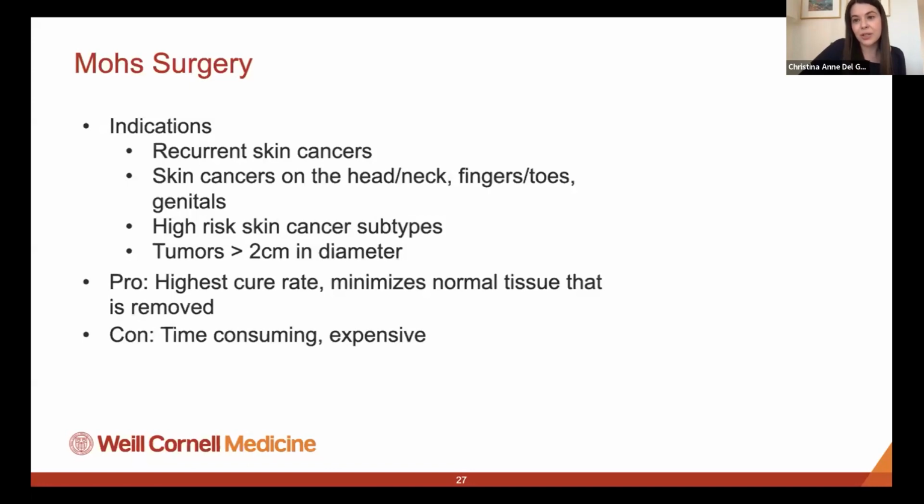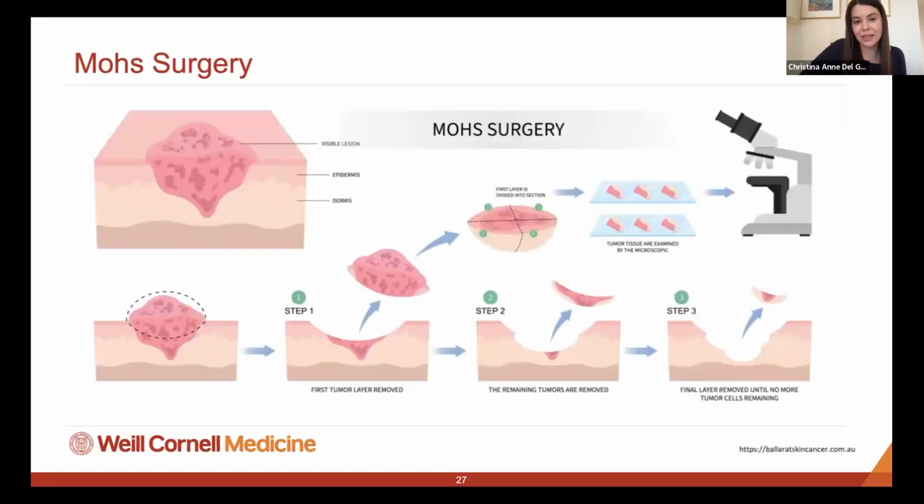And then we also use it in areas where we're trying to preserve as much tissue as possible, because there's not a lot of extra tissue to work with, meaning like the fingers, the toes, and the genitals. And then Mohs is also indicated for some higher risk skin cancer subtypes and for larger tumors. So the benefit of Mohs surgery is that it has a very high cure rate, and it minimizes the actual normal tissue that has to be removed. But the con is that it can be quite time consuming. Sometimes patients are there for the entirety of the day, for hours, and it can be a bit expensive.